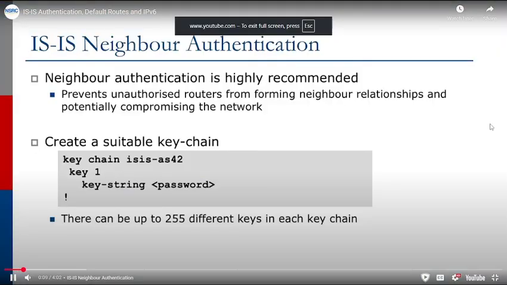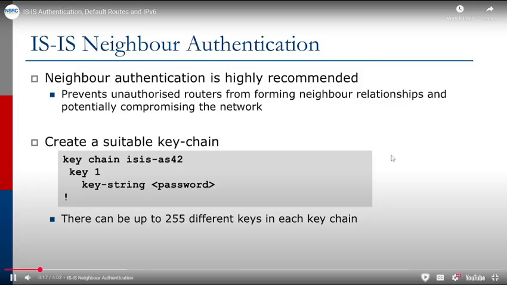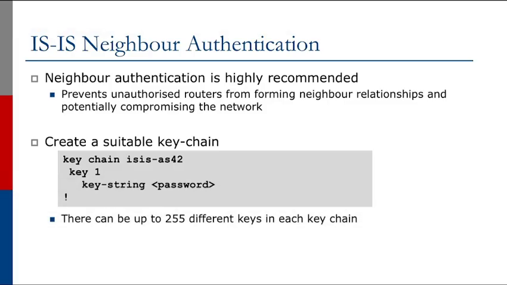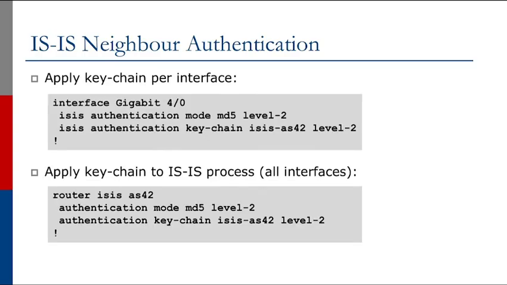Neighbor authentication is highly recommended. It prevents unauthorized routers from forming neighbor relationships and potentially compromising the network. You might argue that ISIS usage is very limited across the internet, but it still doesn't prevent an enterprising third party from trying to compromise the infrastructure. The way to do it in Cisco IOS is to create a suitable keychain containing the key that's going to be used for the neighbor authentication. Then that keychain is applied either per interface, which is less common, or to the entire ISIS process, which is more common. You really want the key to ensure that nobody accidentally tries to add a router to the network infrastructure, but some operators will apply the key on a per interface basis.